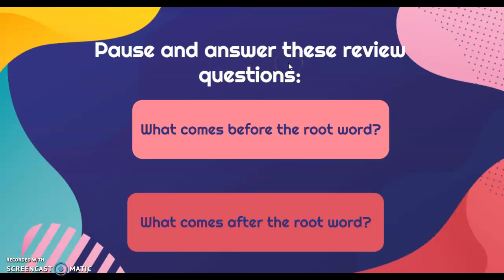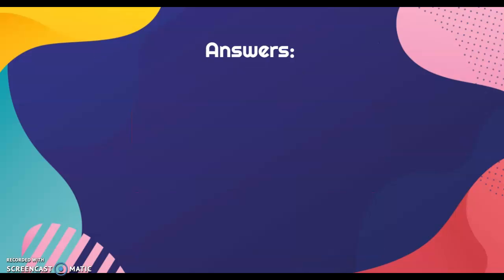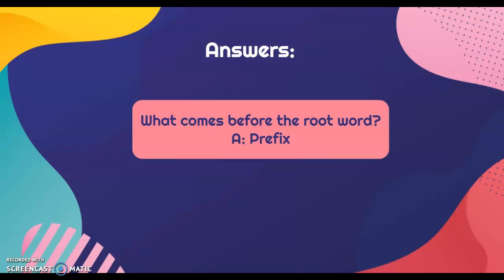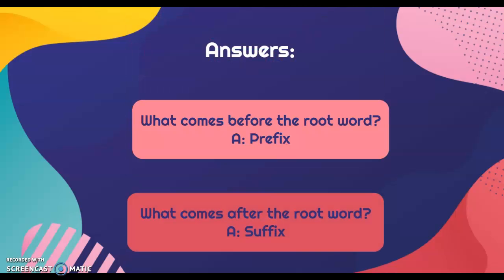Let's review what you just learned. Please answer these questions, and when you're finished, restart the video. What comes before the root word, and what comes after the root word? Answers. What comes before the root word is a prefix. What comes after the root word is a suffix. We can use our knowledge of prefixes and knowing that pre means before to help us remember this.